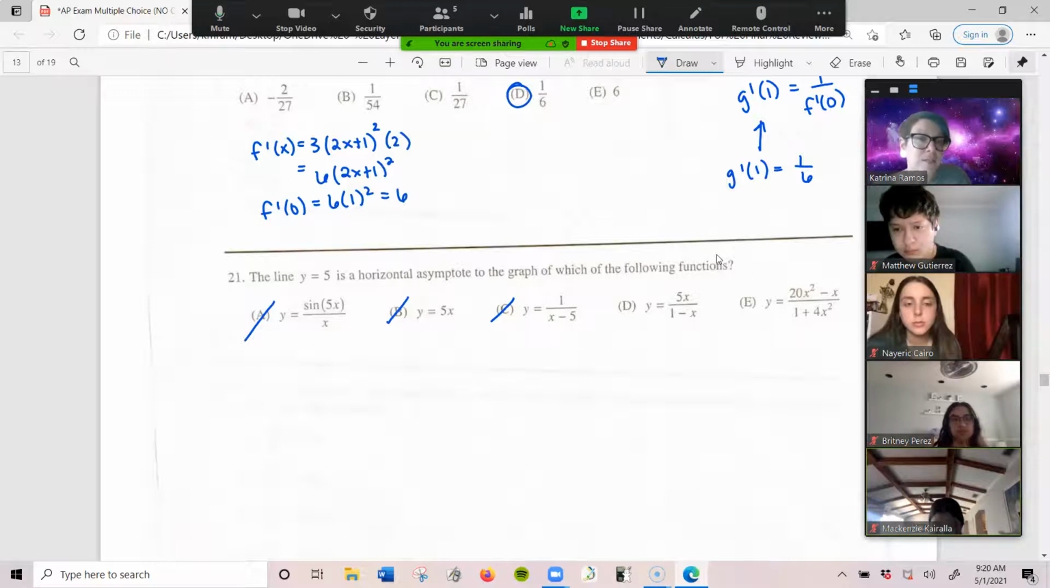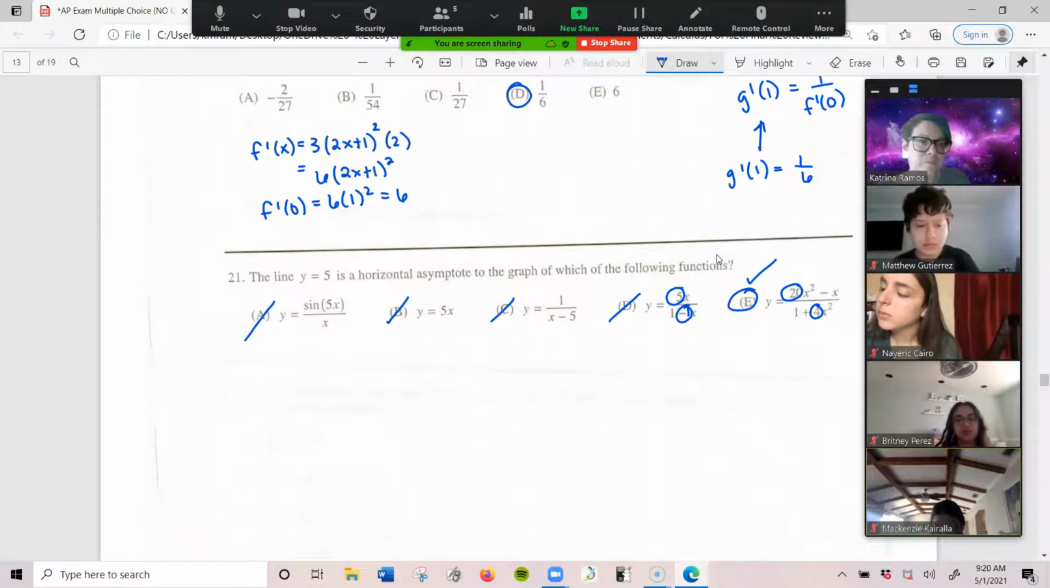For D, the degrees are equal. See how x and x. So we would divide 5, but this is -1. So 5 by -1 actually gives you a horizontal asymptote at -5. So it's not D. It has to be E. But see here the degrees: we have x squared and then we have x squared. 20 divided by 4 is 5. So E. Okay. Questions on that one before moving on?